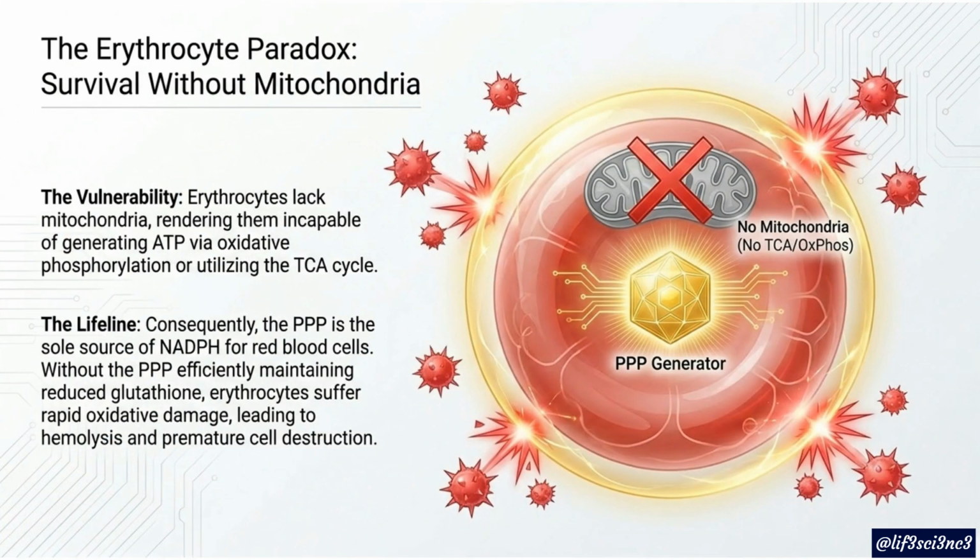This defense system leads us to a profound biological reality known as the erythrocyte paradox. Mature red blood cells lack mitochondria entirely. This renders them completely incapable of generating ATP via oxidative phosphorylation or utilizing the TCA cycle. Because they lack these alternative metabolic hubs, the pentose phosphate pathway is the absolute solitary source of NADPH for red blood cells. Without it efficiently maintaining the reduced glutathione pool, erythrocytes suffer rapid, unchecked oxidative damage, leading to severe cell membrane hemolysis and premature destruction.